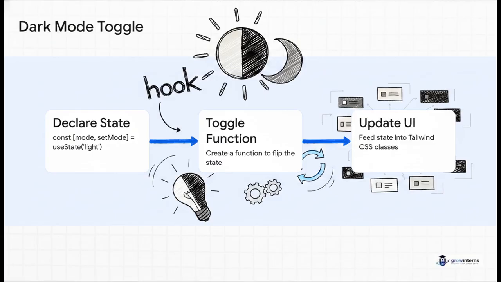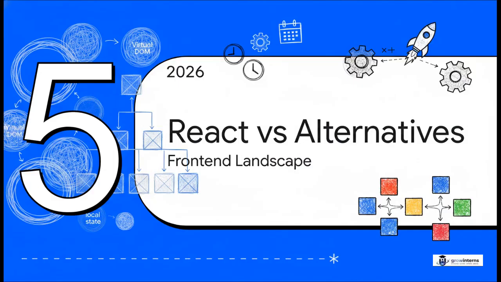This gives you a variable for the current mode and a function to instantly change it. Step 2, you write a quick toggle function to just flip that state from light over to dark. And finally, Step 3, you update your UI by feeding this state directly into your styling, like using Tailwind CSS classes, for instance. It brilliantly illustrates just how effortlessly React connects a user's click to an immediate, totally dynamic visual update.